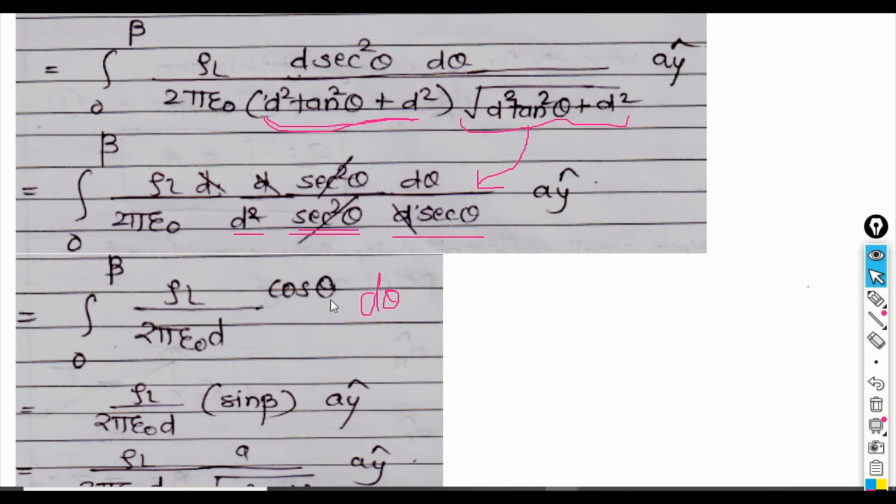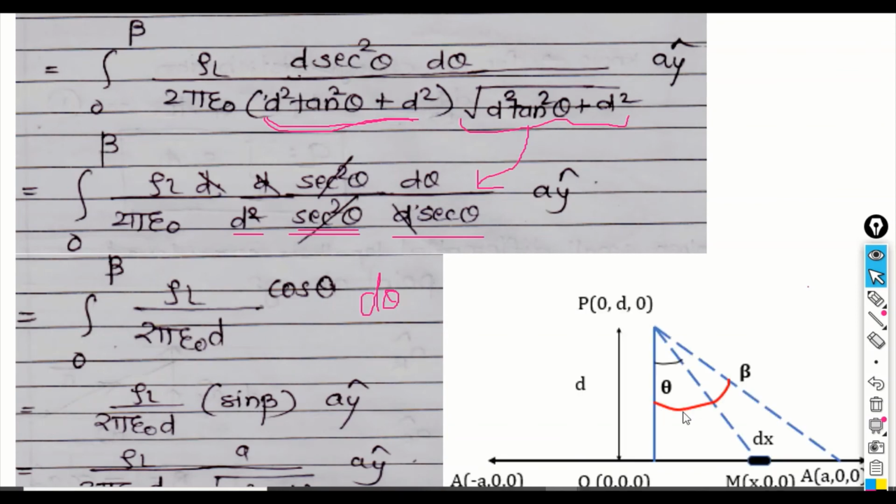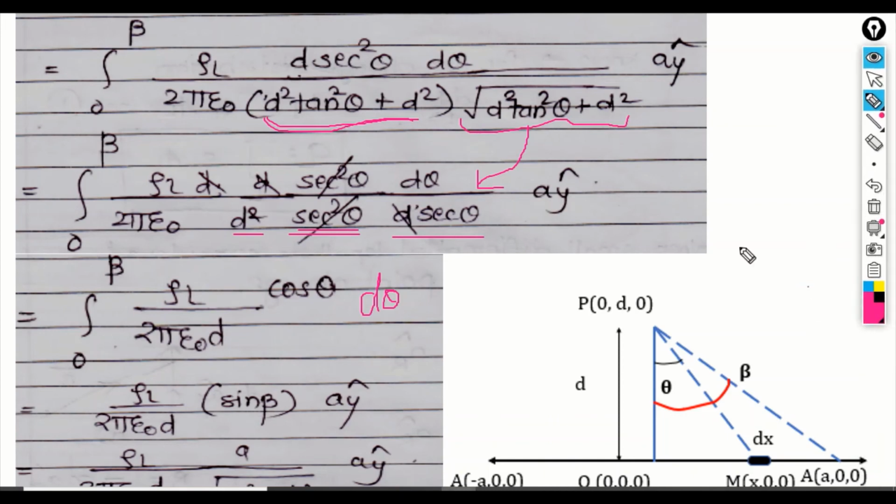So the integration of cos is sine. So it is sine beta that you will be getting. Now from this diagram, what you can observe is, from the first diagram, if I want to write sine of beta, this is my angle beta. So the opposite side of sine beta is total length A, divided by the diagonal, that is nothing but under root a square plus d square. So this is my A divided by diagonal.